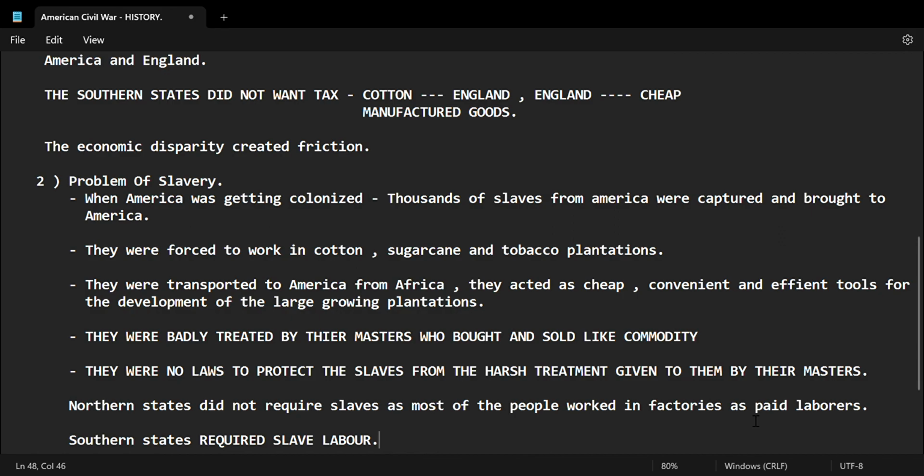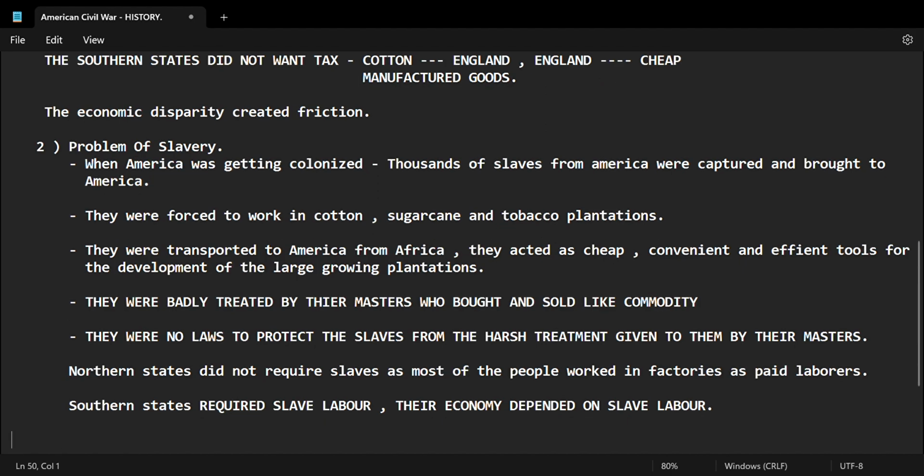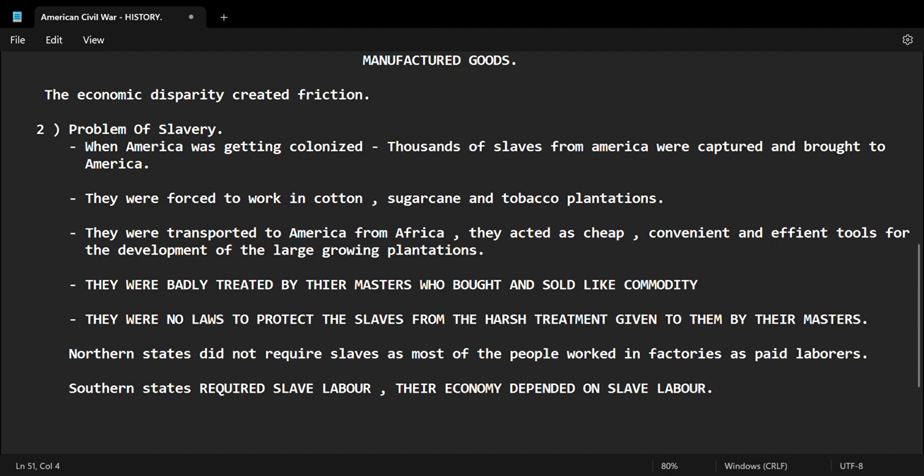So the southern states required slave laborers. Their entire economy depended on slave labor. So if there was no slave labor, there would be no economy, which would lead to the downfall of the southern states.